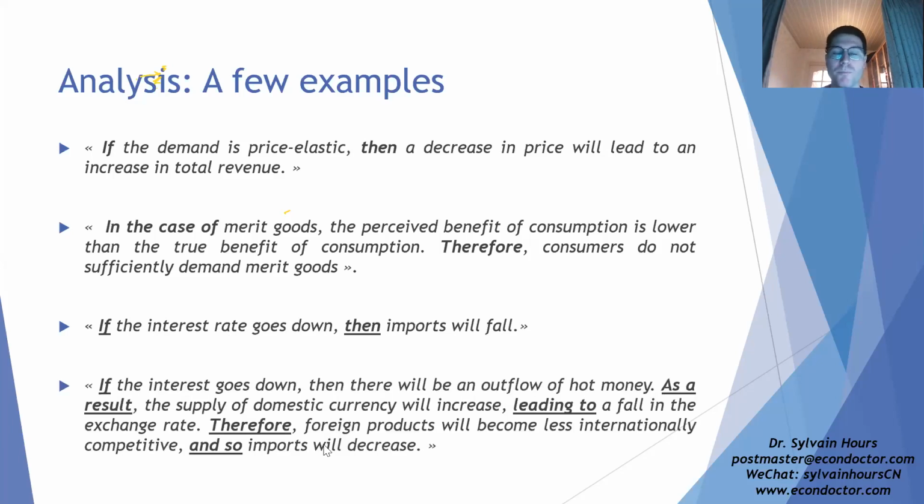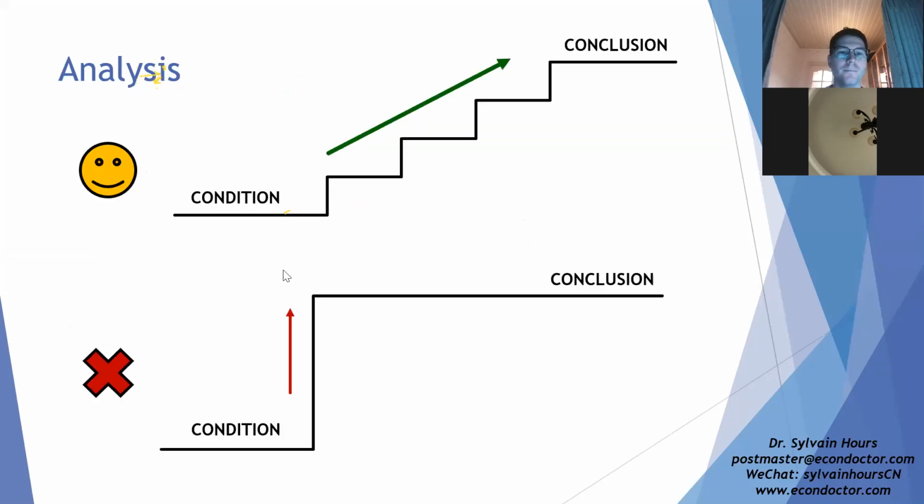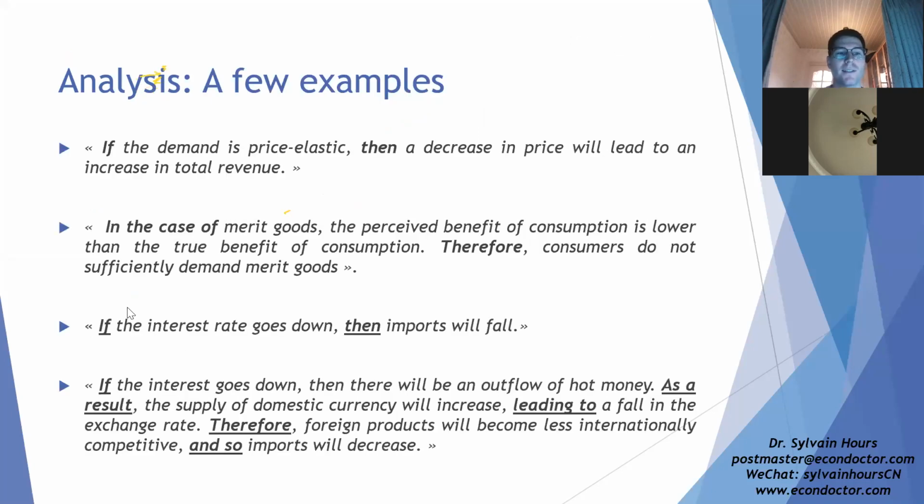A better analysis would be, of course, longer, but with all the intermediate steps, something like: if the interest rate goes down, then there will be an outflow of hot money. As a result, the supply of domestic currency will increase, leading to a fall in the exchange rate. Therefore, foreign products will become less internationally competitive, and so imports will decrease. Okay, this way, you see, let's go back to this example. This way, I am guided step by step, and it's easy to move from one step to the other. So I can understand the conclusion. And as an examiner, I know that the student has understood this connection. If I just have something like that, if the interest rate goes down, then imports will fall, it's difficult for an examiner to give the analysis marks in this case, because too many steps have been skipped.